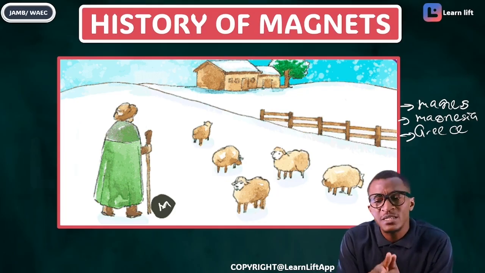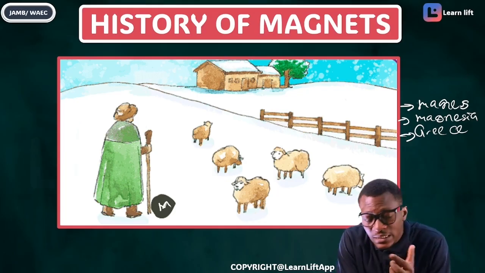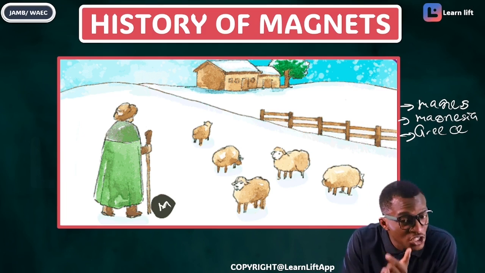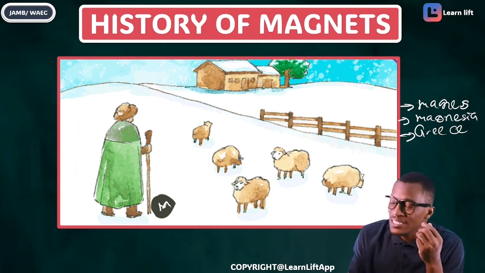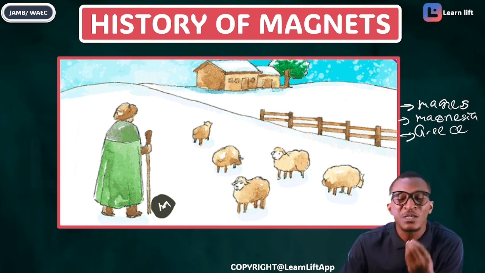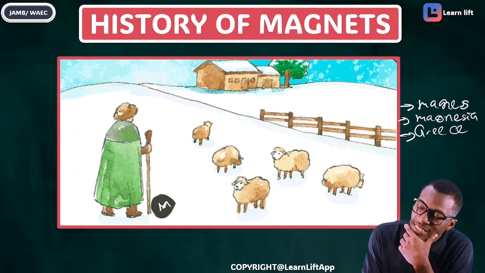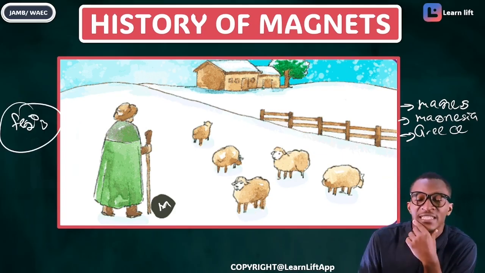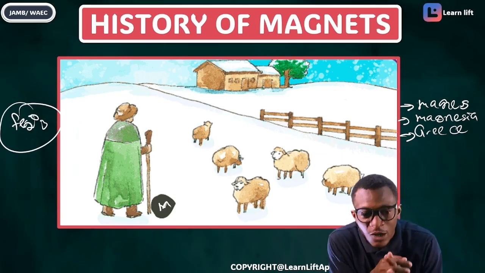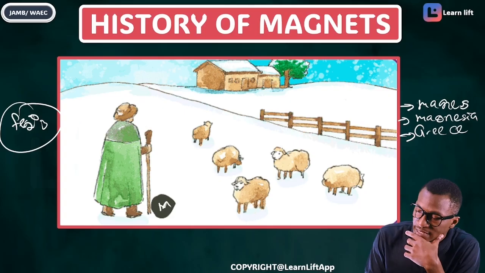Now, because this man's name was Magnus and he was from a city called Magnesia, they called this material magnetite, Fe2O3. So it was now called magnetite.